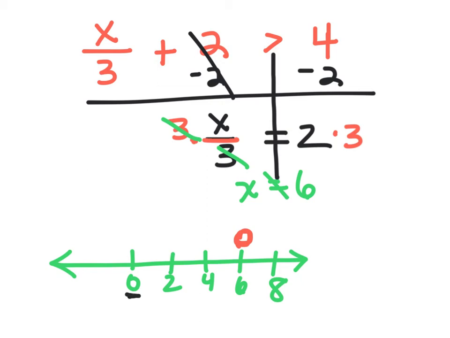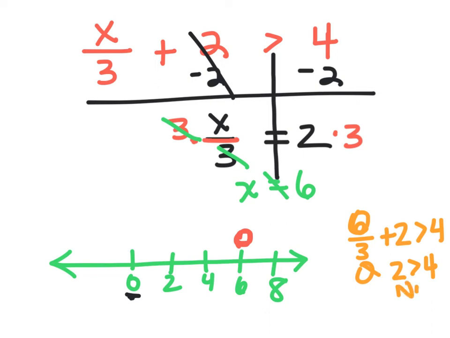So again, I like to mark it. I'm going to write it in my original equation. I'm choosing 0 over 3 plus 2 is bigger than 4. So again, I just went back to my original one. Well, 0 divided by 3 is 0, plus 2 is 2. 2 is not bigger than 4. That's not true, so I need to draw my arrow going the opposite way.